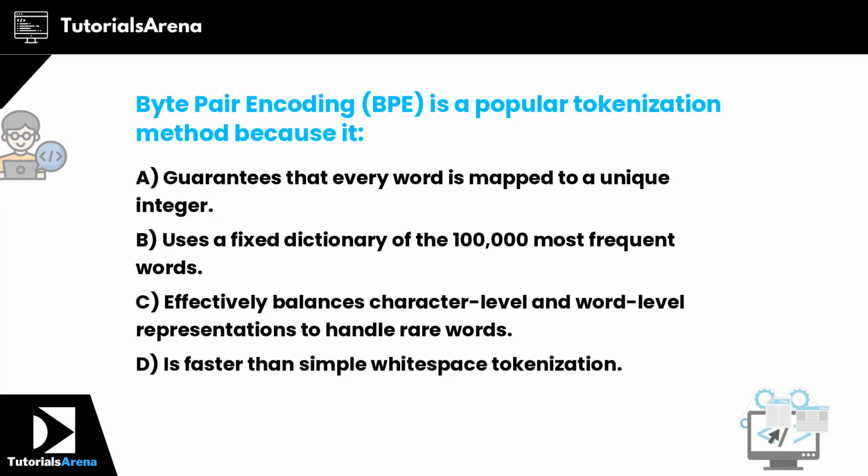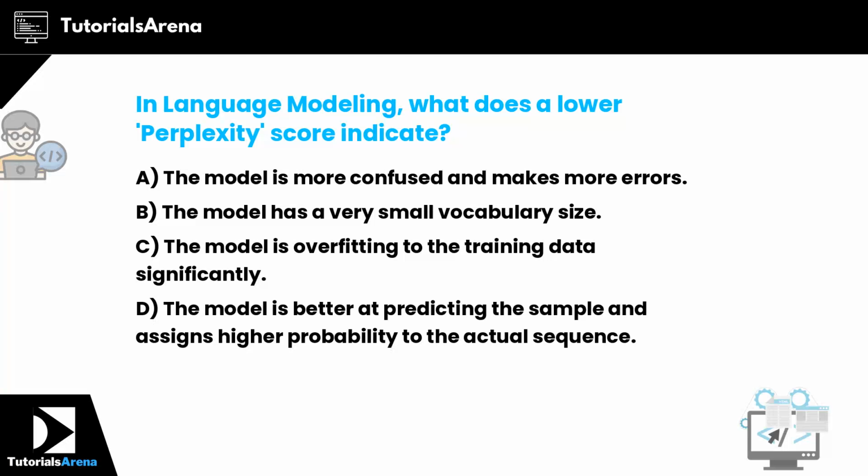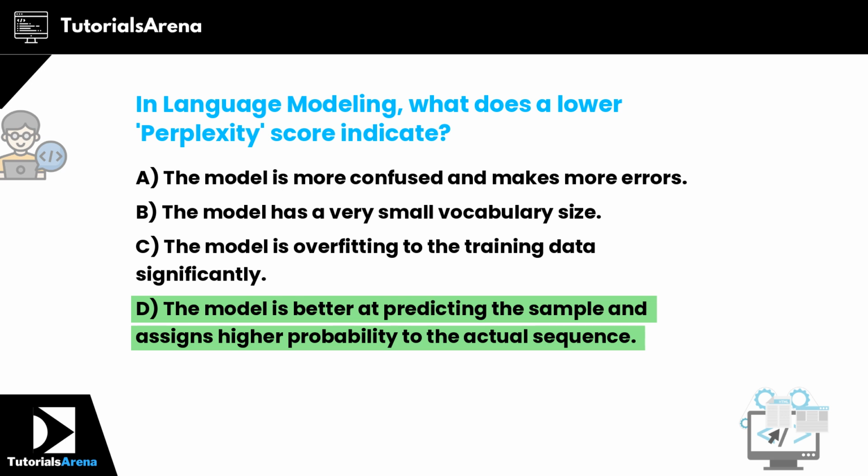Byte pair encoding (BPE) is a popular tokenization method because it... The correct answer is option C, effectively balances character-level and word-level representations to handle rare words. In language modeling, what does a lower perplexity score indicate? The correct answer is option D. The model is better at predicting the sample and assigns higher probability to the actual sequence.